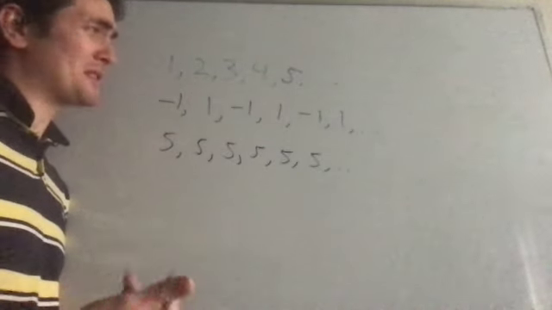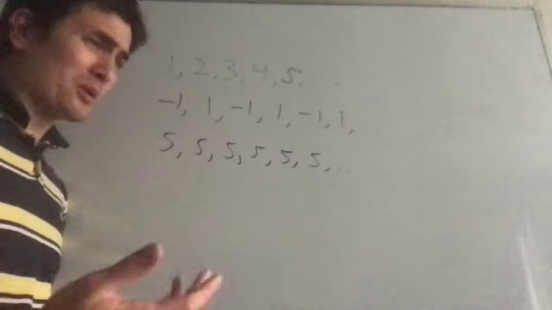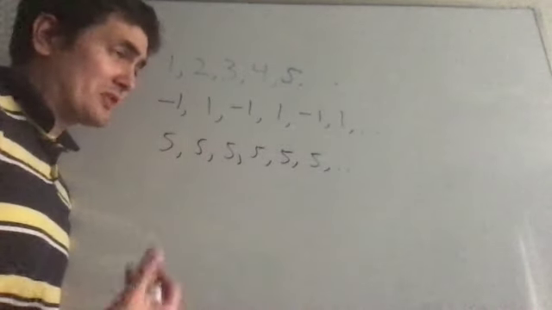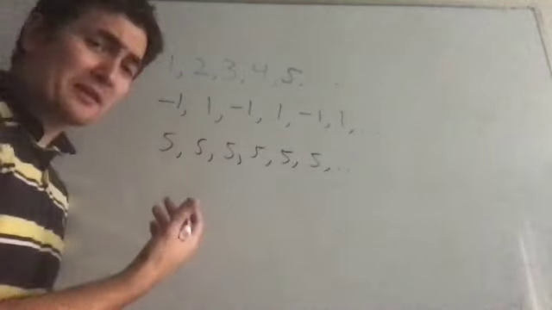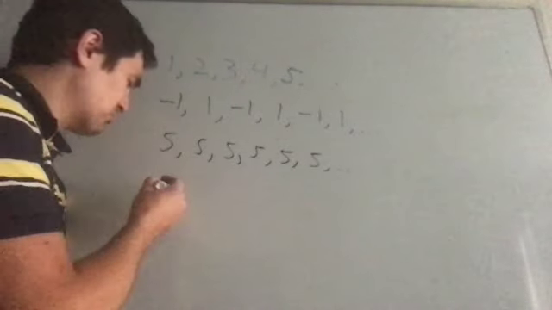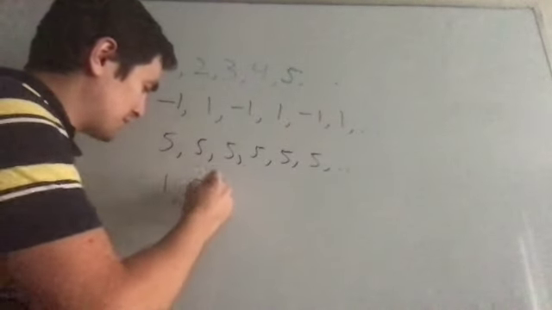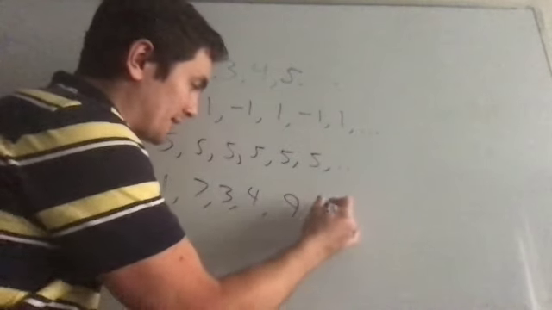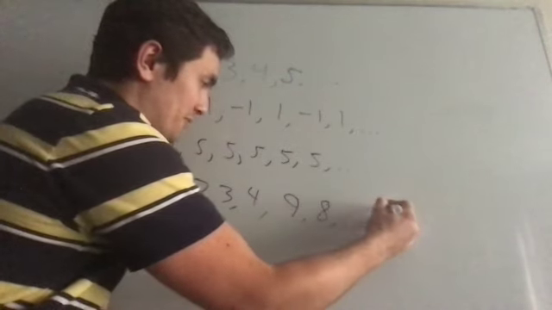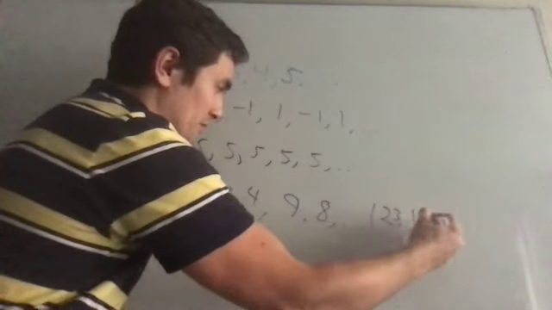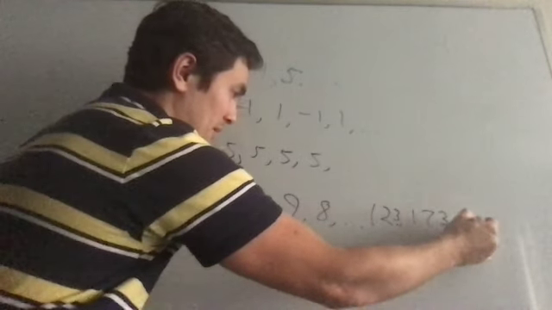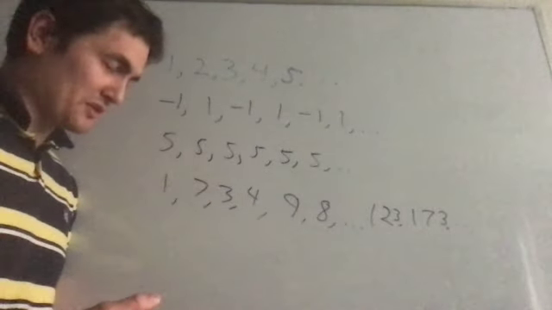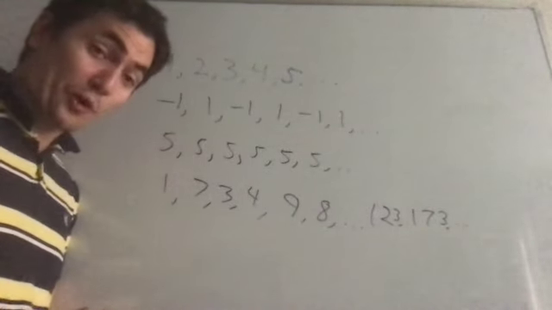And sequences don't necessarily have to have a pattern or a rhyme or a reason, as long as you can list a number to infinity forever, that would technically be a sequence. So, I don't know, let's try 1, 7, 3, 4, 9, 8, whatever. 123, 1, 7, 3, whatever. We can just keep going on and on forever like that. It's an example of a sequence. It's just a list of numbers in order.